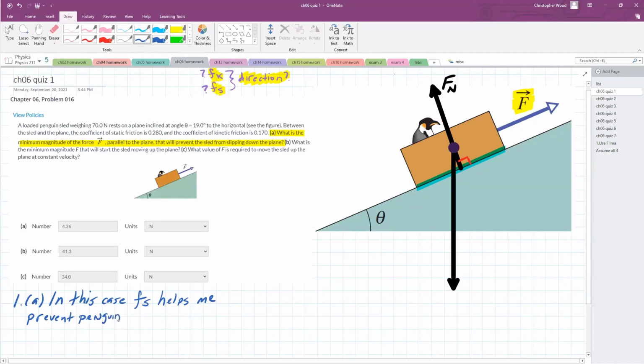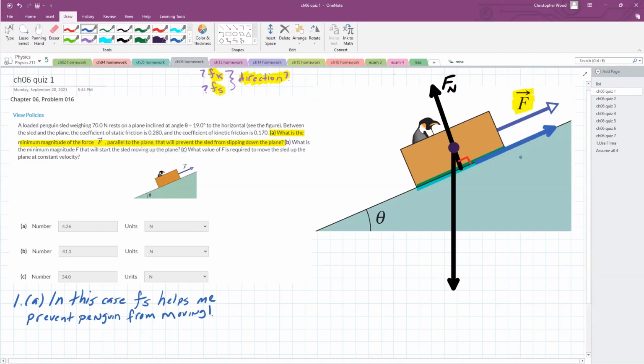And again, that's my thought process. I'm applying more than enough force than I need, so I'm going to back off. I'm going to diminish this force right here so that it, along with static friction, will prevent the penguin from sliding down the ramp. In this case, static friction helps me prevent the penguin from moving, because it says will prevent the sled from slipping. So the penguin is sitting there at rest. So this is what I'm going to do with friction. Friction is another force, and it's up the ramp.